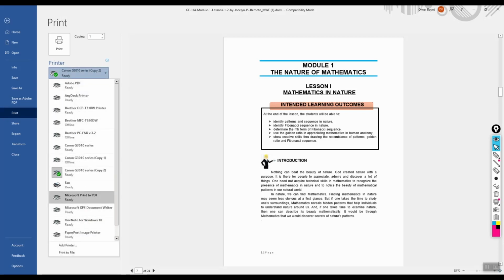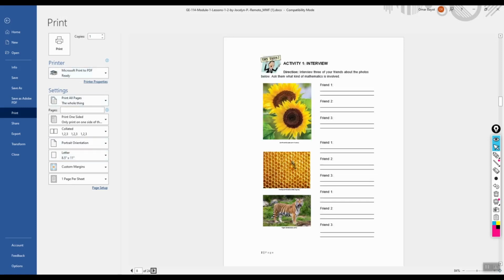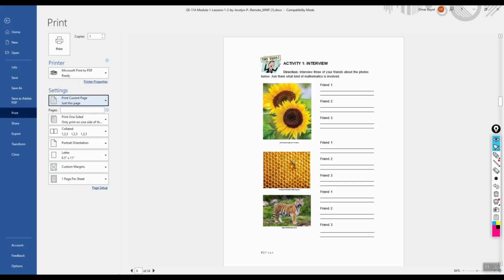Okay? So this one, make sure this one will be on page, what page is it? This one. Okay, so you need to change again. To summarize, you have to print that one current page, which is this one. Clear?